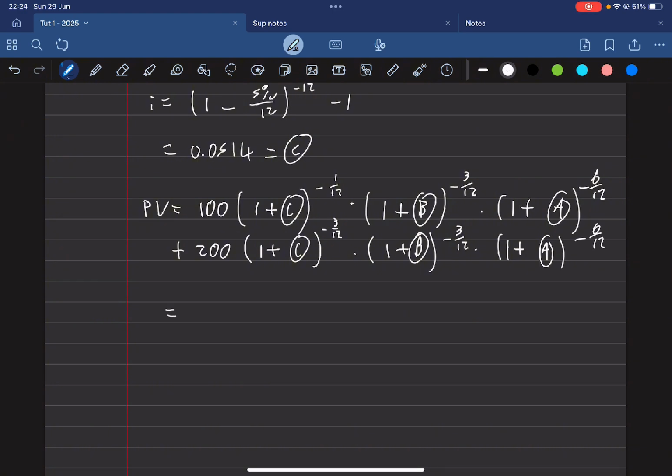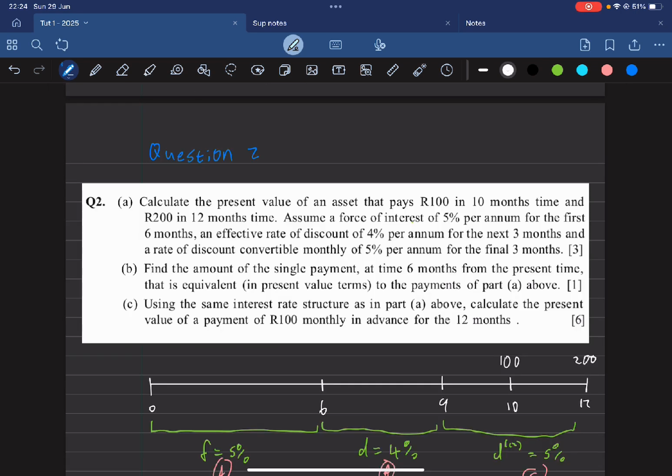Perfect. When you plug that into your calculator, for the first one I get 96.13845, and for the second one I get 190.6779, and when you add them together you get 286.82, and that's everything you have to do for A. Perfect.